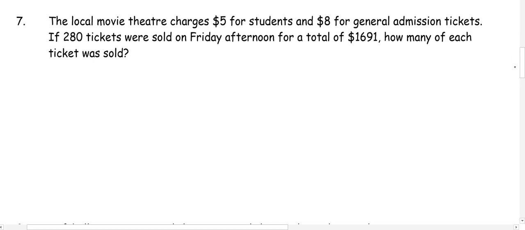Number 7, the local movie theater charges $5 for students and $8 for general admission tickets. If 280 tickets were sold on Friday afternoon for a total of $1,691, how many of each ticket were sold? So the first thing we need to do is we need to identify our variables. So there's two types of tickets that we have being sold. We have S for student, and we have G for general admission.